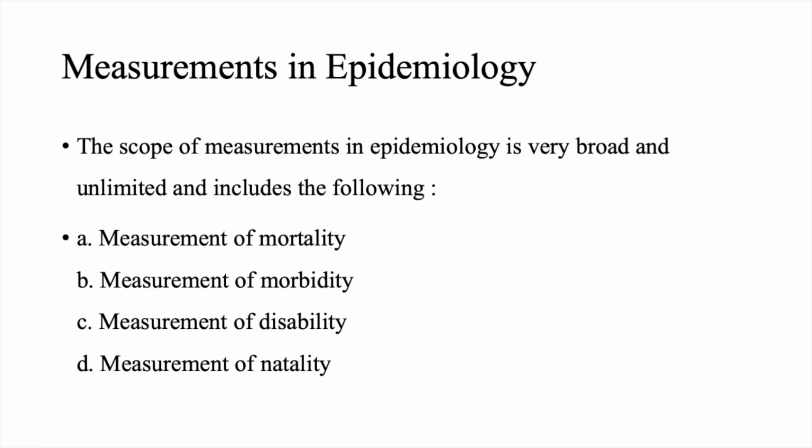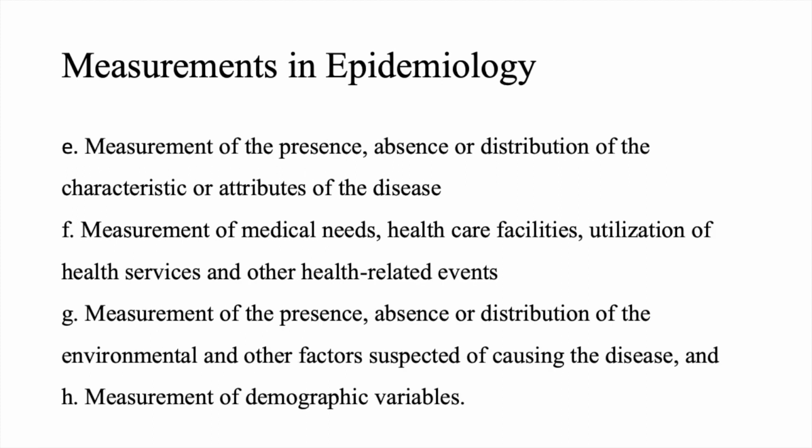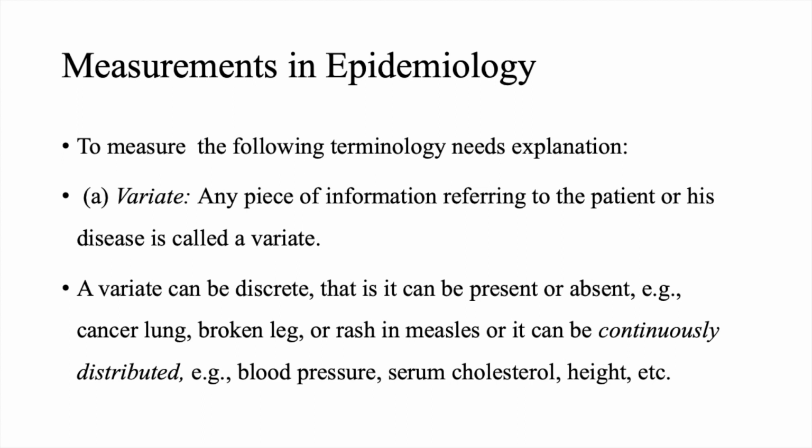The scope of measurements in epidemiology is very broad and unlimited, and the following may be included for measurements in epidemiology. The measurement of mortality, morbidity, disability, measurement of natality, measurement of the presence or absence or distribution of the characteristics or attributes of a disease, measurement of medical needs, healthcare facilities, utilization of health services, and other health related events, measurement of the presence or absence or distribution of the environment and other factors suspected of causing the disease, and measurement of demographic variables. So to measure these parameters which we discussed, we need to understand a few terminologies.